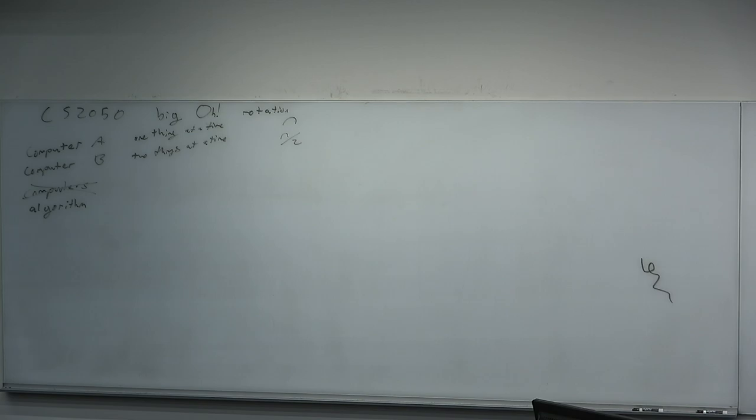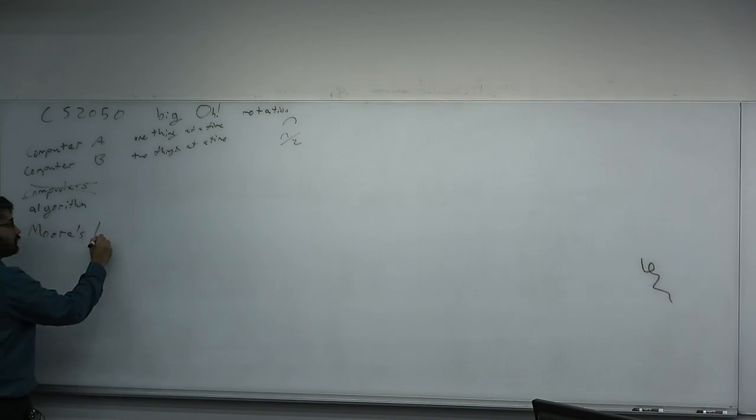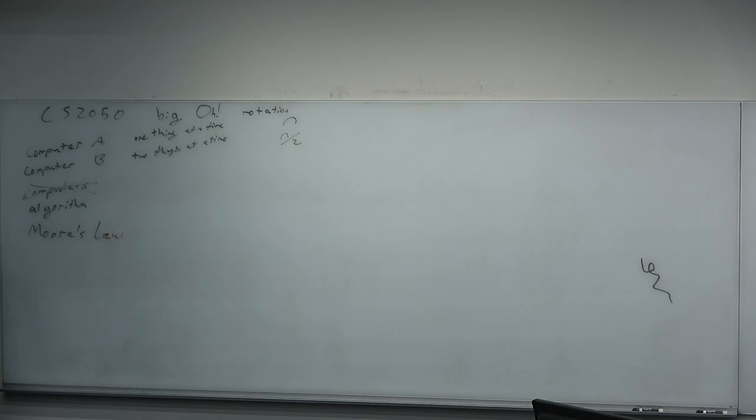You guys have also probably heard of something called Moore's Law. You guys heard of Moore's Law in some setting? Basically, Moore's Law said, and Moore was the CEO of Intel in the early years, 1950s and 60s or something like this, he said basically the computation power of a computer doubled every 18 months. So the fastest computer would double every 18 months.